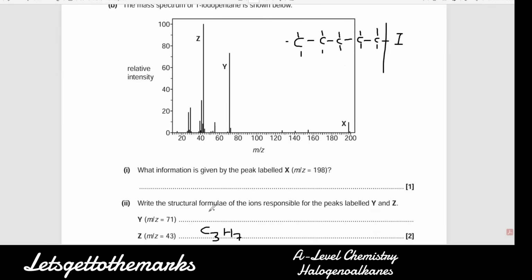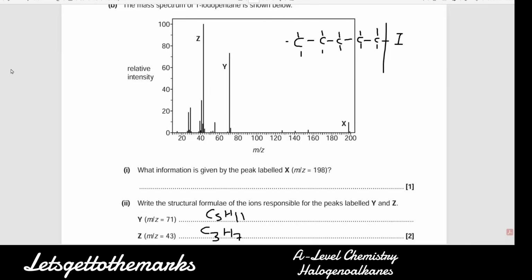So this is going to be C5H, what's that? 11? 1, 2, 3, 4, 5, 6, 7, 8, 9, 10, 11. Yes. Remember, remember the 5th of November.